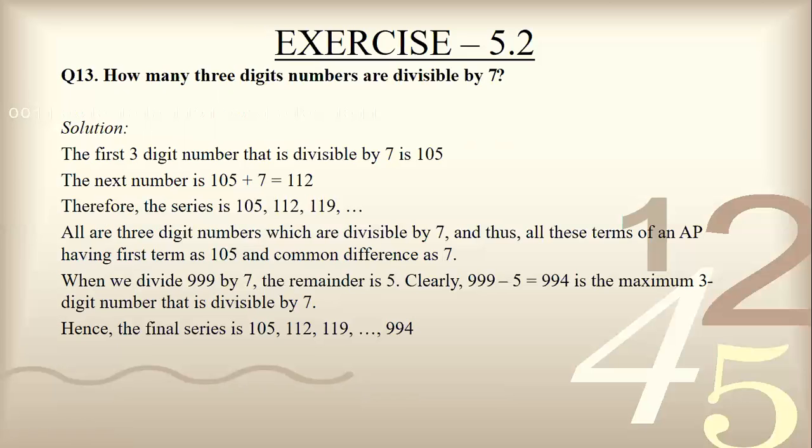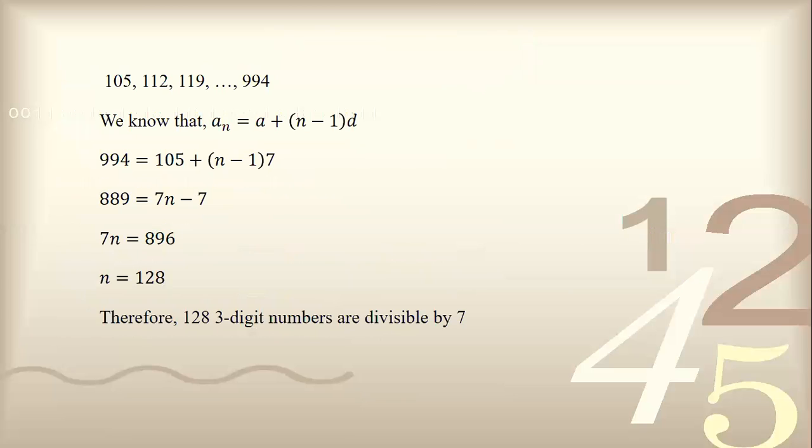So how many? Meaning we have to find n. So we know that an is a plus n minus 1 into d. We know a is 105, an we know as 994, d is 7, so we can find n. So 889 is equal to 7n minus 7. 7n is 896, n is 128. So therefore, there are 128 three-digit numbers which are divisible by 7.